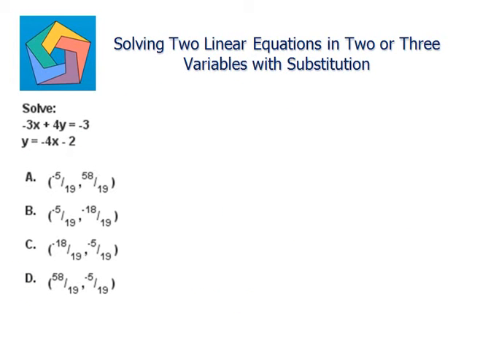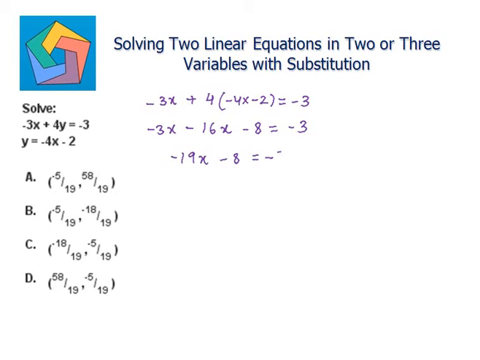Next problem. Solve negative 3x plus 4y is equal to minus 3, y is equal to minus 4x minus 2. So let's put the y value in the first equation. Minus 3x plus 4 times minus 4x minus 2 is equal to minus 3. Minus 3x minus 16x minus 8 is equal to minus 3. Minus 3x minus 16x is minus 19x. Minus 8 is equal to minus 3.